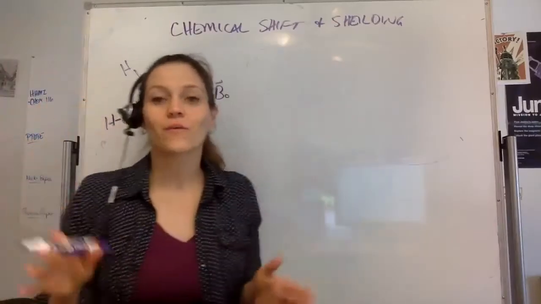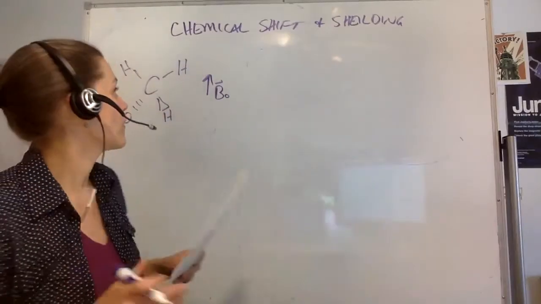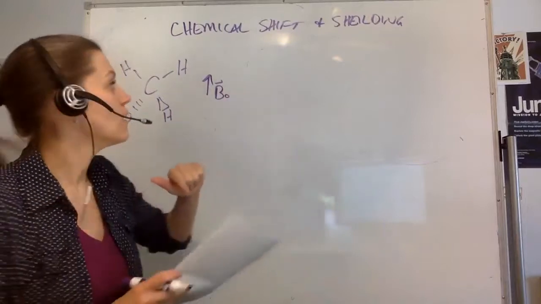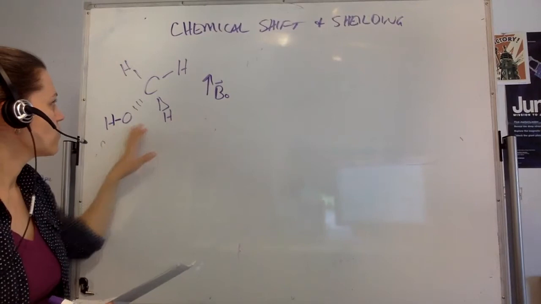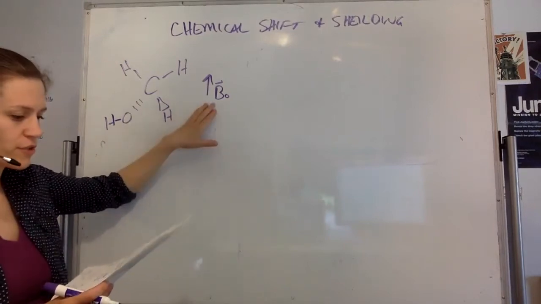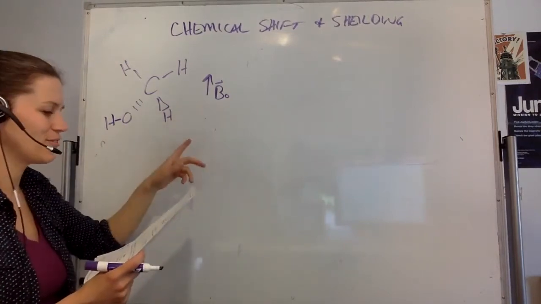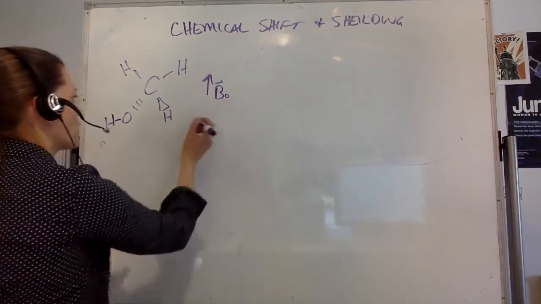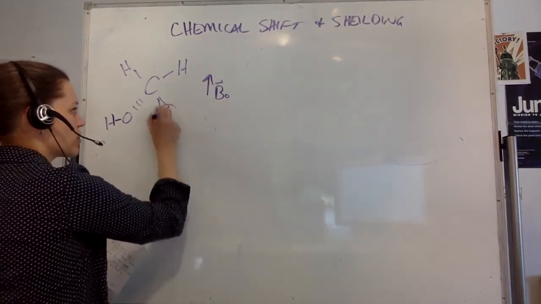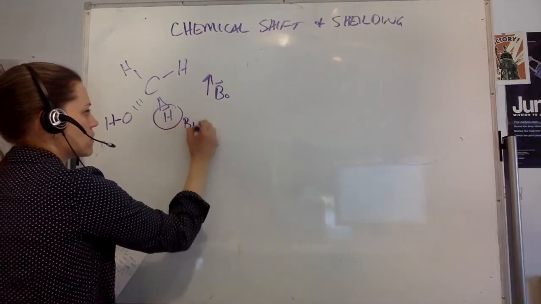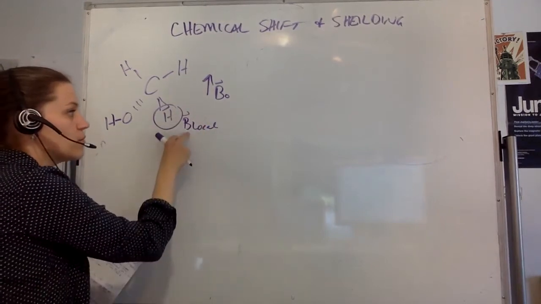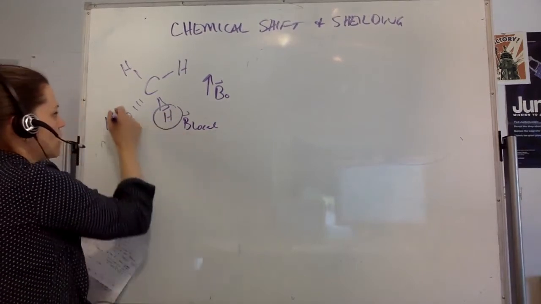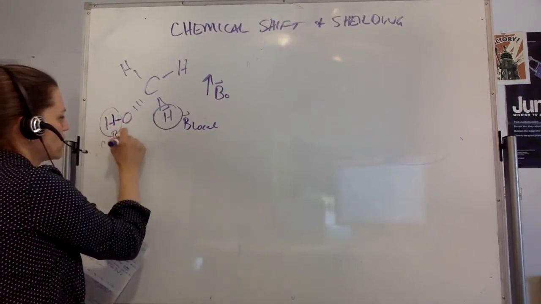Okay, so now we're going to talk about chemical shift and how it relates to shielding. All right, so methanol, why not? We're starting with a molecule in an external magnetic field. One of the things that NMR is going to measure is the local magnetic field. There's going to be a different local magnetic field at this proton than at this proton.